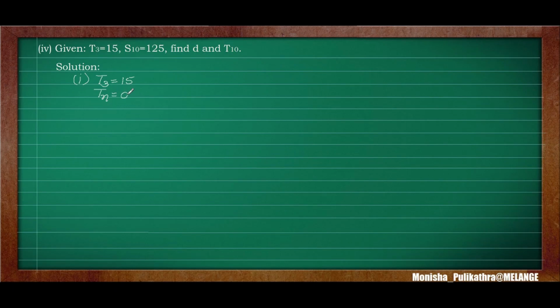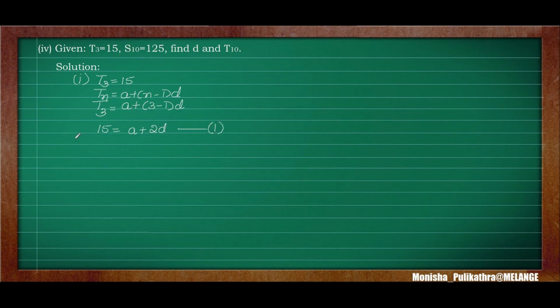So Tn is equal to a plus n minus 1 into d. Expand this into this form. So T3 is equal to a is not given. So write as it is. n is equal to 3. 3 minus 1 into d. Okay. The value of T3 is 15. So 15 is equal to a plus 2d. So let it be first equation.